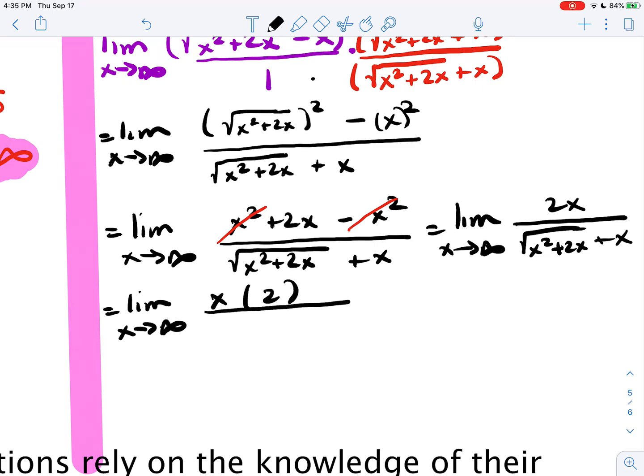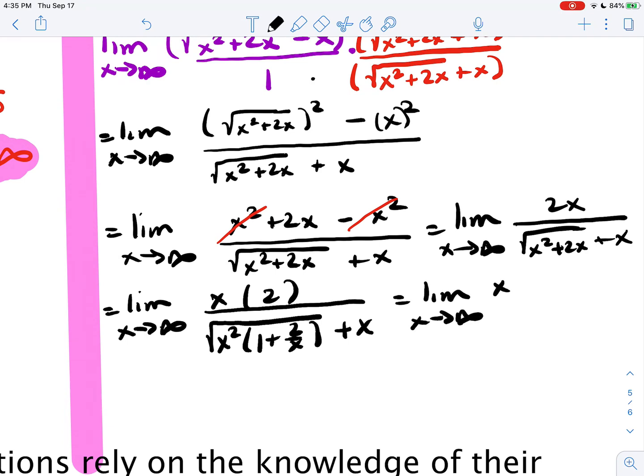So I'm going to say that this is going to equal x times 2 over, and I'll do baby steps. If I'm going to factor out an x squared, that's going to be 1 plus 2 over x, and I still have plus x. That's going to give me, now I can take the x squared and take it outside, and that's going to give me my x.